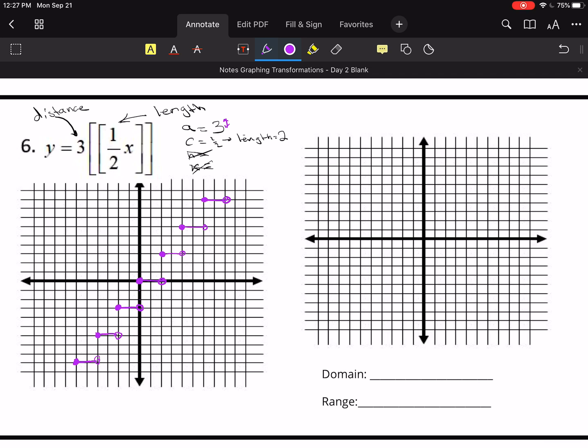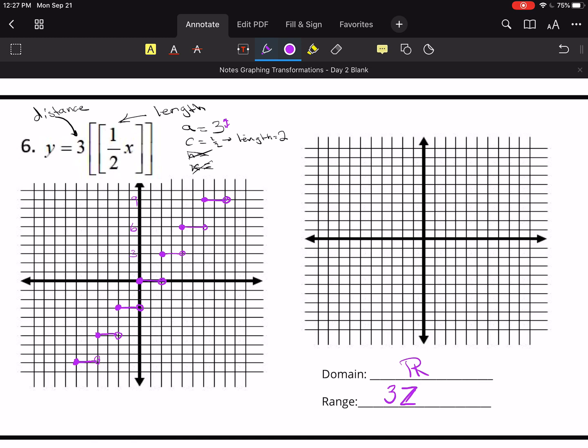So my domain, again, for an integer function or step function, I don't miss any x values. So my domain is still going to remain as all real numbers. Now, I need to think about what my range is. So if I think about my y values, I have 0, 3, 6, 9. And then the negatives too, -3, -6, -9, on and on and on. So it seems like it's all of my multiples of 3. So the way we write that is I have my integers, right? But I only want the multiples of 3. So I would just put that in front. So 3 times z.